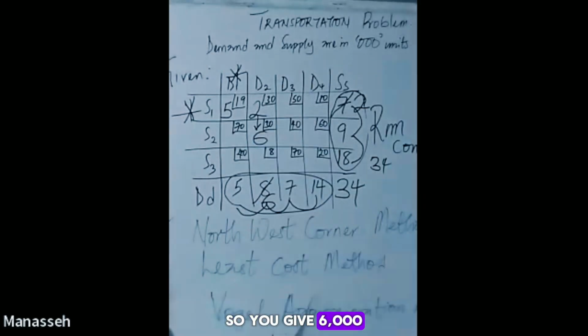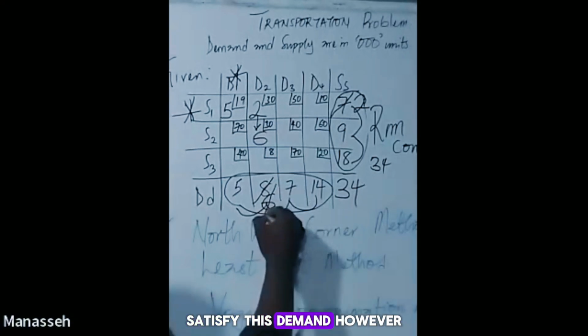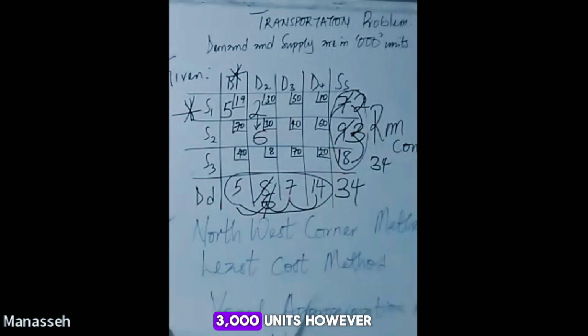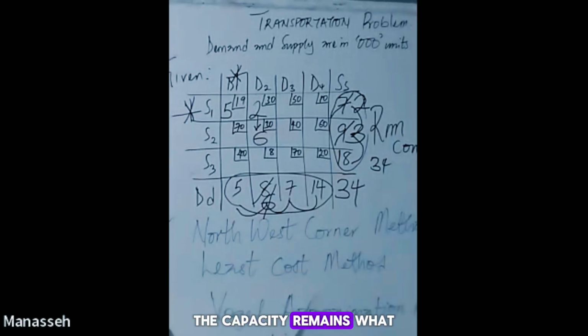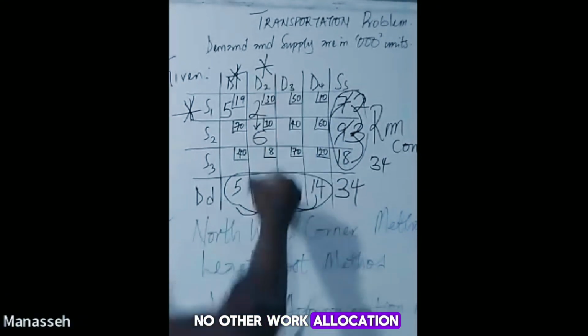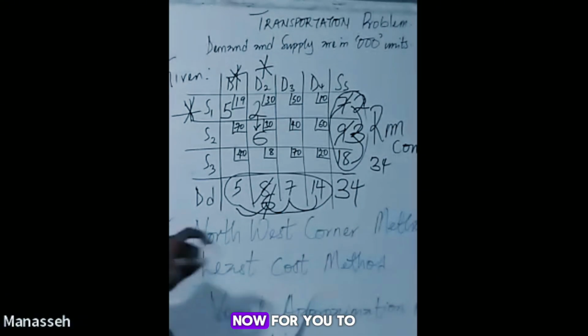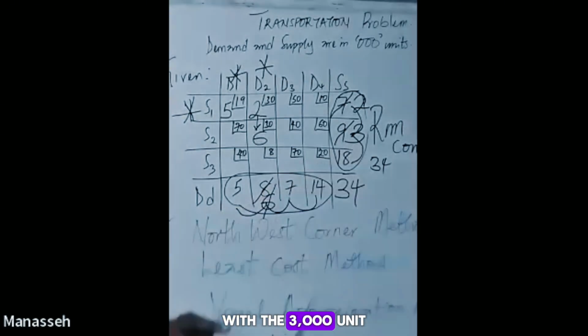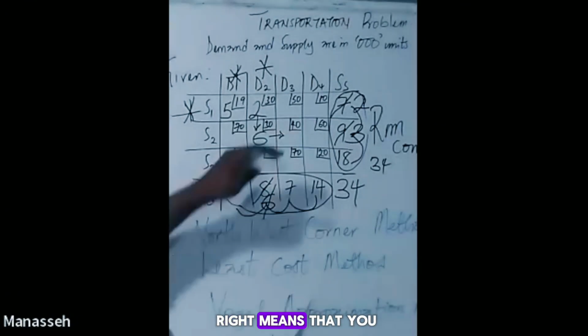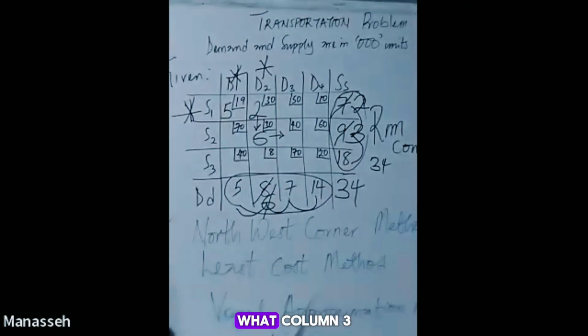So you give 6,000 units of product there, and you have been able to satisfy this demand. However, the capacity here still remains 3,000 units. So this particular destination has been satisfied, and no other allocation can be done here. Now, for you to meet up with the 3,000 units that are still left for source 2, you have to move to the right.